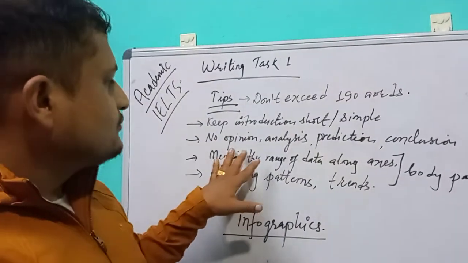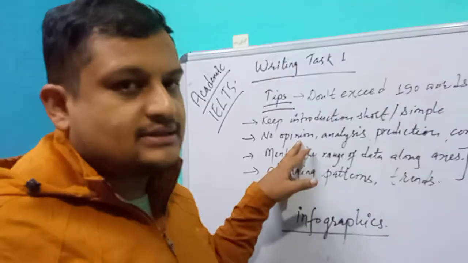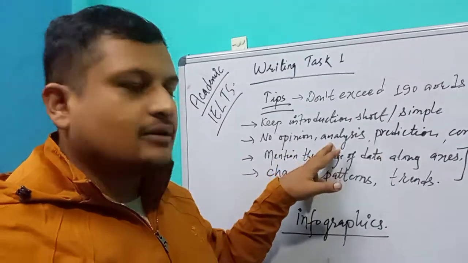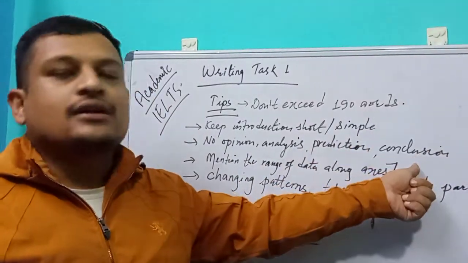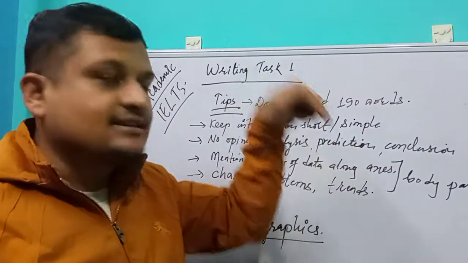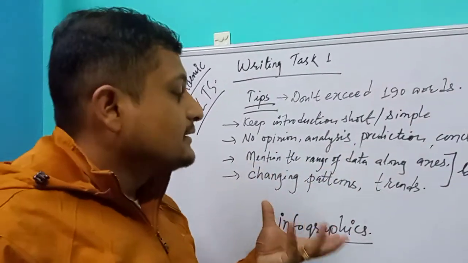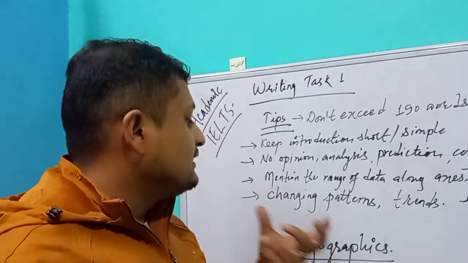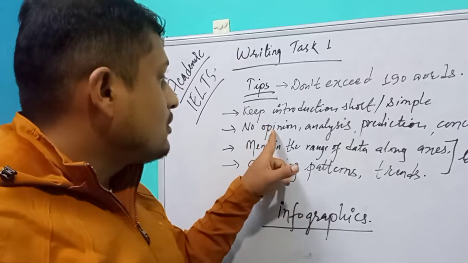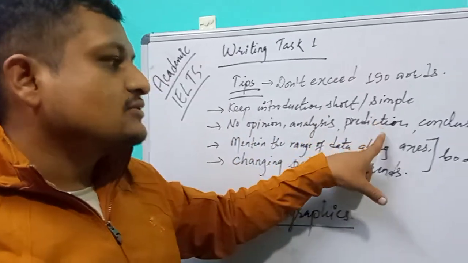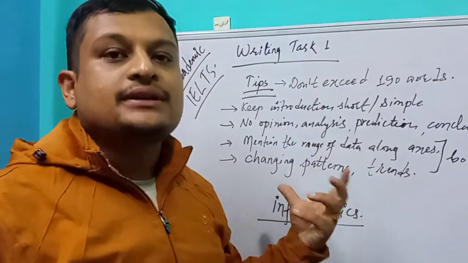And main thing to focus on is we are not allowed to give any opinions, any of our opinions or belief. We're not allowed to analyze, predict, or give our conclusions. That's done in second task, that is task 2, while writing an essay. Here we are just giving the information, revealing the information of the given graph. So no opinions, no analysis, no prediction, and no conclusion at all. We'll just have introduction part and the body part.